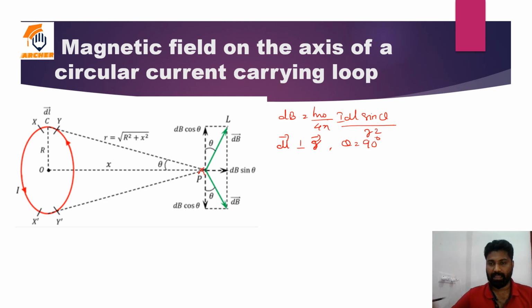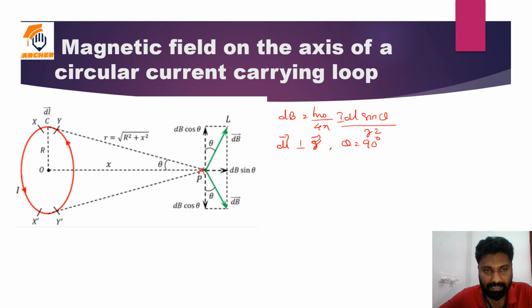Consider this as a circular loop, and this dl vector is in this direction and this r vector is in this direction. So this will come like this. If I am holding like this, this will come like this. So this angle will be 90 degrees. That's why it is 90 here. If you consider this triangle, this won't be 90. So here we are considering only these two.